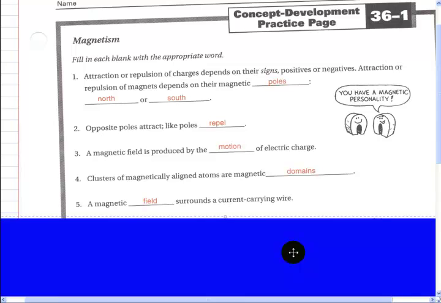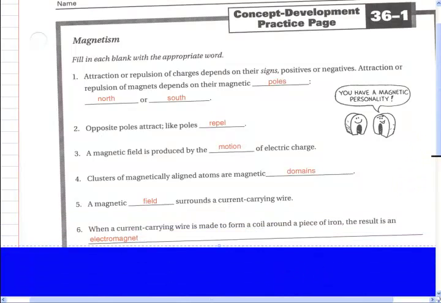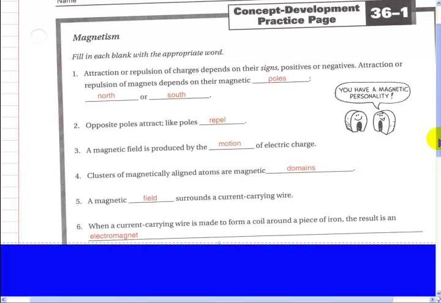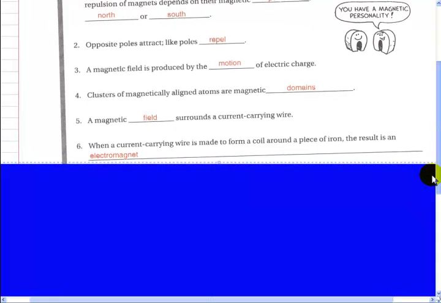Number 6, when a current-carrying wire is made to form a coil around a piece of iron, the result is called an electromagnet. So all an electromagnet is, you wrap a piece of wire into a coil, and then you put electricity through it. Now, usually we stick an iron core inside to boost the strength. That's all. And tomorrow we're going to show you a honking huge electromagnet called a Thomson coil. We'll do a couple nifty demonstrations.